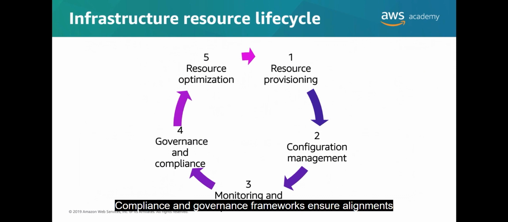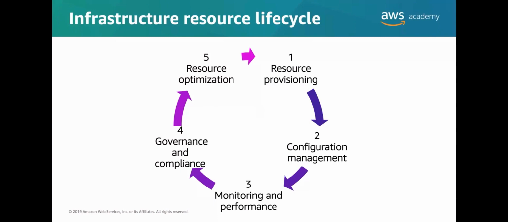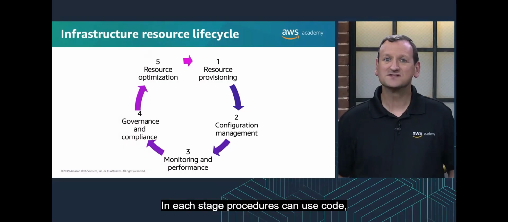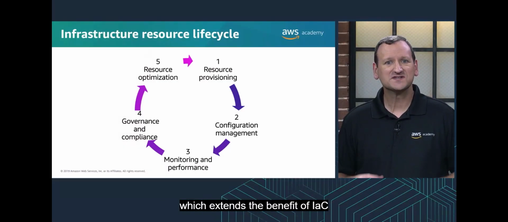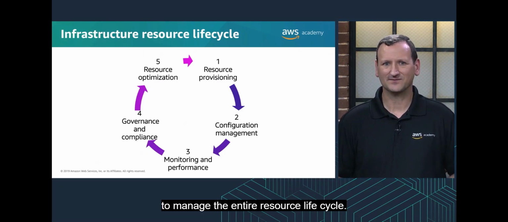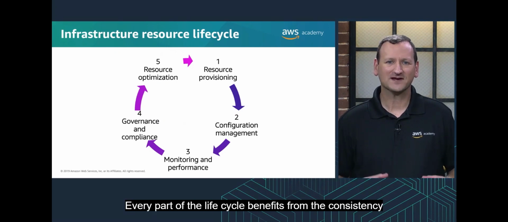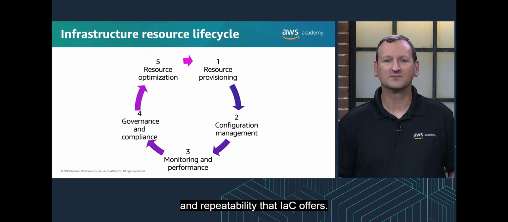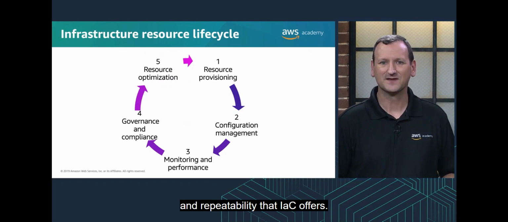Compliance and governance frameworks ensure alignment with standards and regulatory requirements. Finally, the resource optimization phase is when administrators review performance data. They then identify changes for optimizing the environment for performance and cost management. In each stage, procedures can use code, which extends the benefit of IaC to manage the entire resource lifecycle. Every part of the lifecycle benefits from the consistency and repeatability that IaC offers.